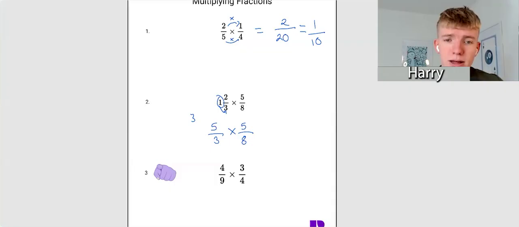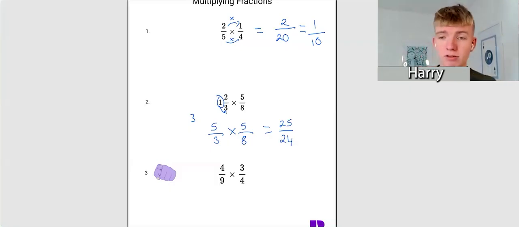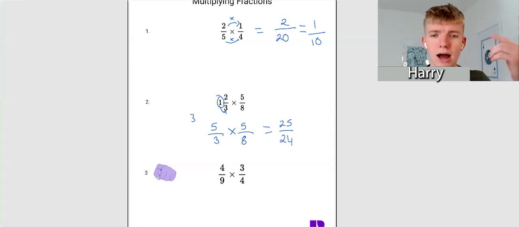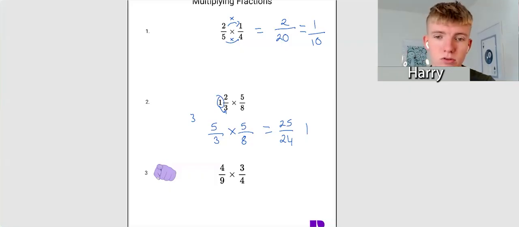Do a bit of multiplication to give us 25 over 24. A nice little thing that we've got here: if we're converting this back to a mixed number, all we have to do is see how many 24s go into 25. 1. So we write that on the side. And how many have we got left over? 1. So we're going to have 1 and 1/24. There we are.